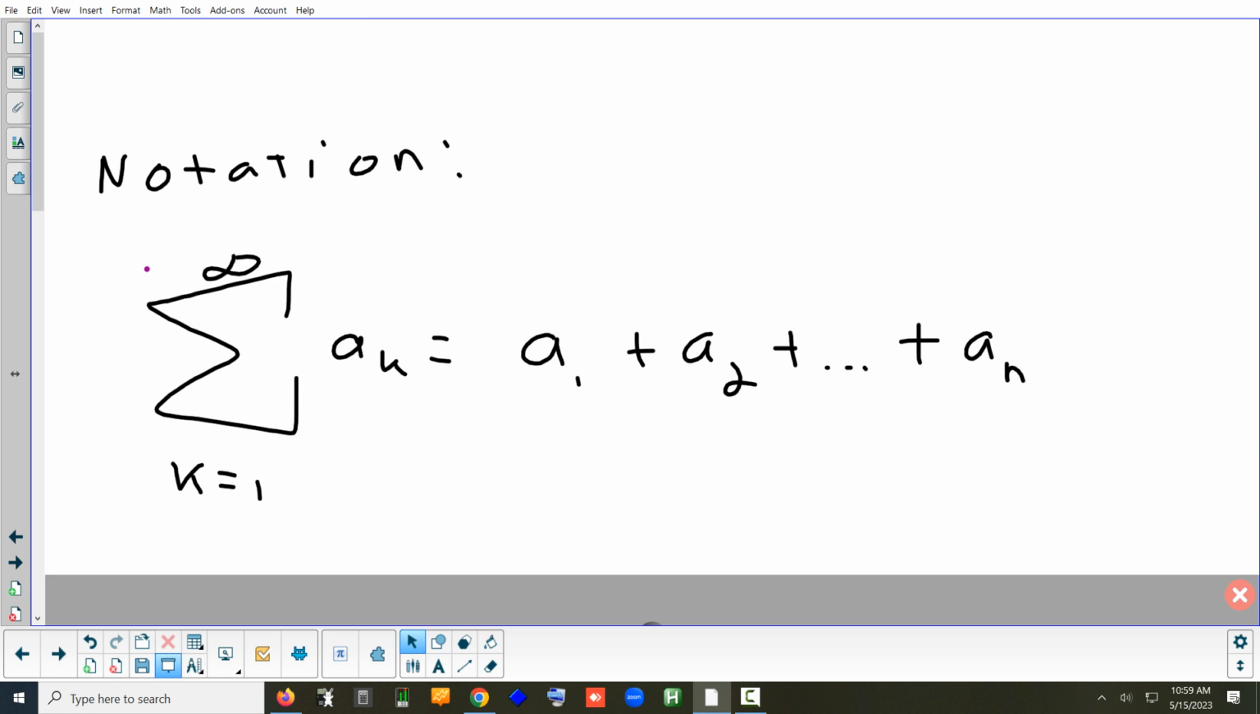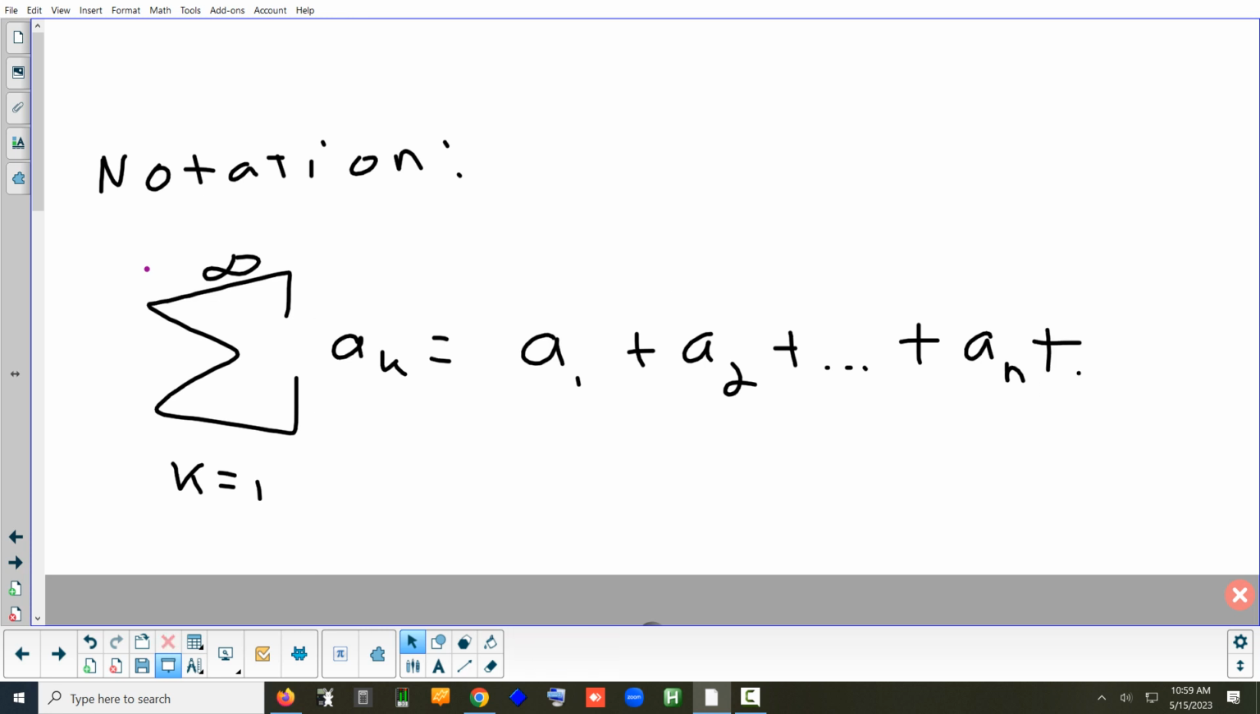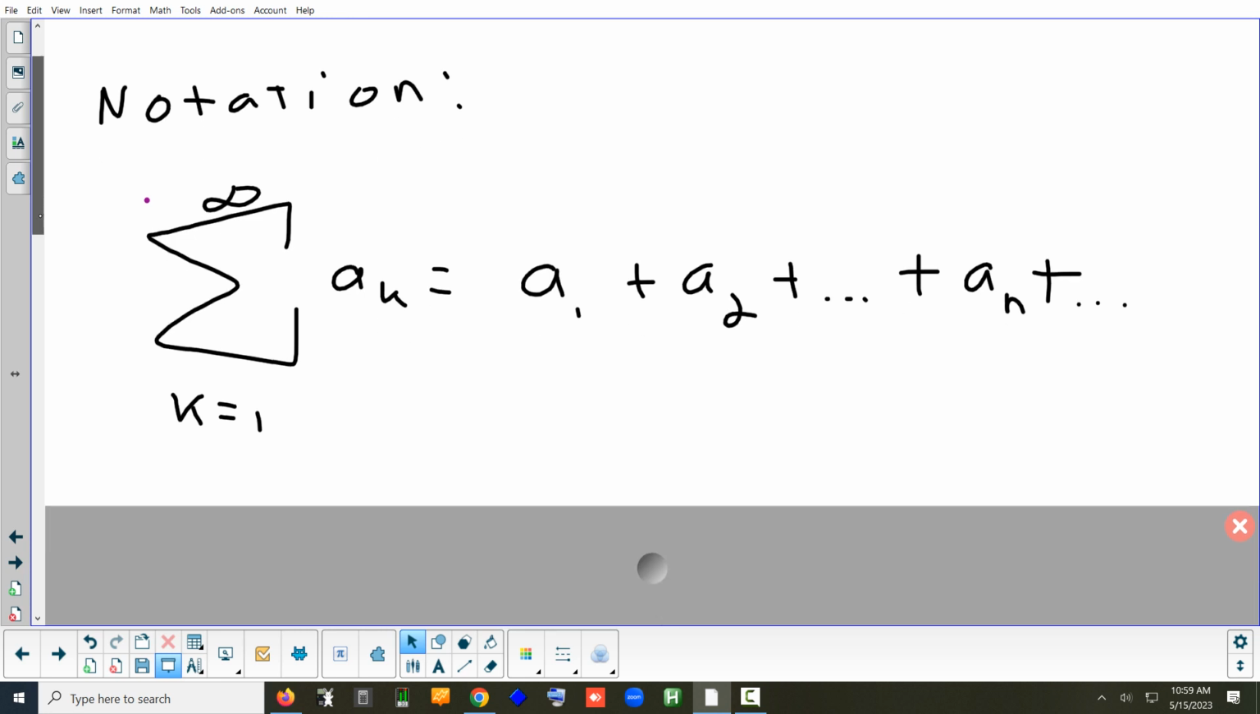This is what it looked like last week. It had a definitive stopping point. You might not have known where the stopping point was, but it did stop somewhere. Well, now it has ... at the end, which means it just keeps going. Okay, so that's the notation for an infinite summation. Infinite series.